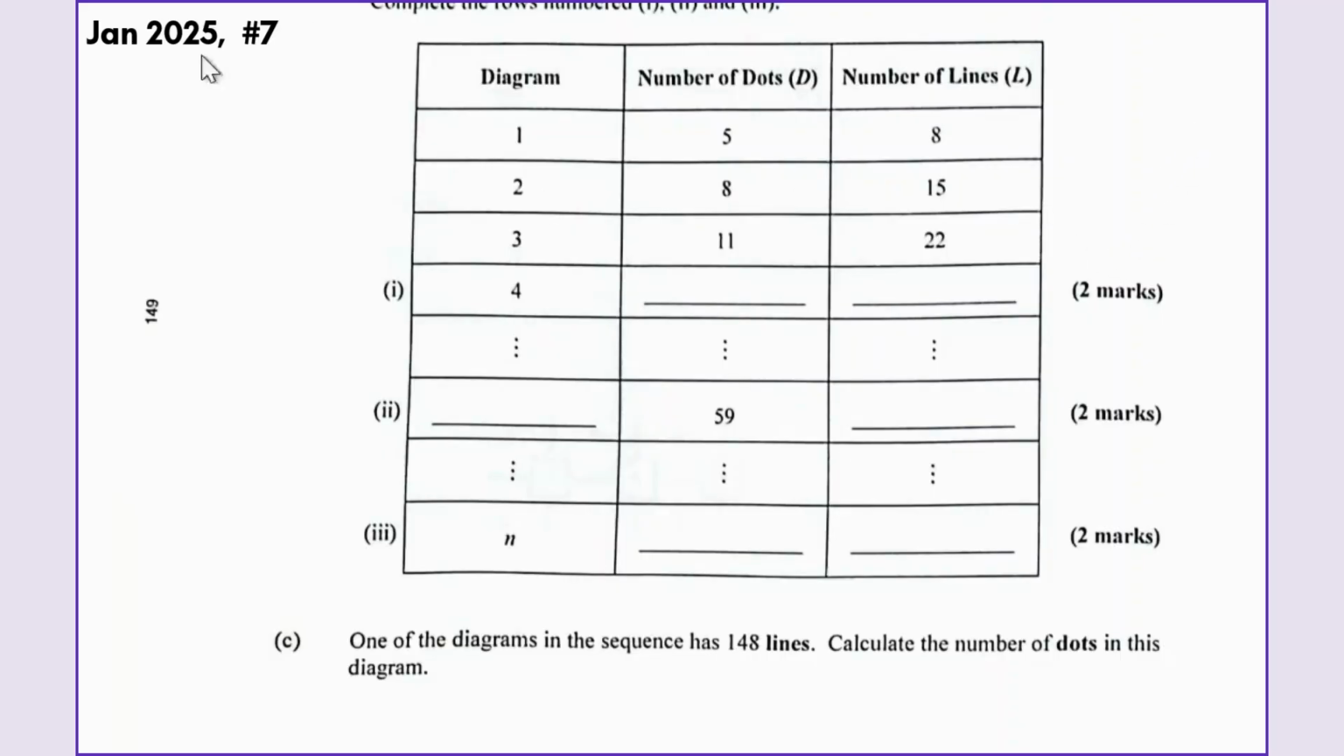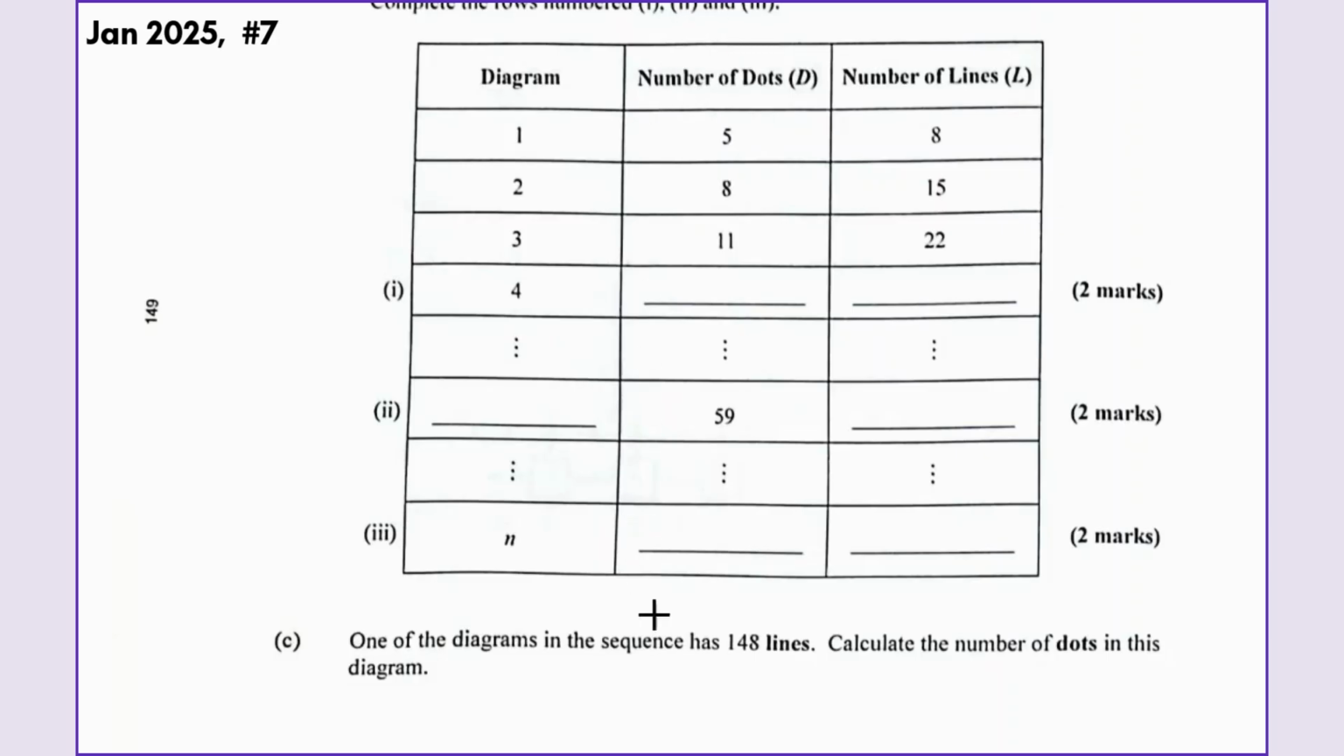Alright, so moving on to part B. We are given the same information, however this time we are given the information in tabular form. On the left column we have diagram 1, 2, 3, 4, and we have the number of dots, represented as D, and the number of lines, represented as L, in the final column. So let's examine the pattern here.